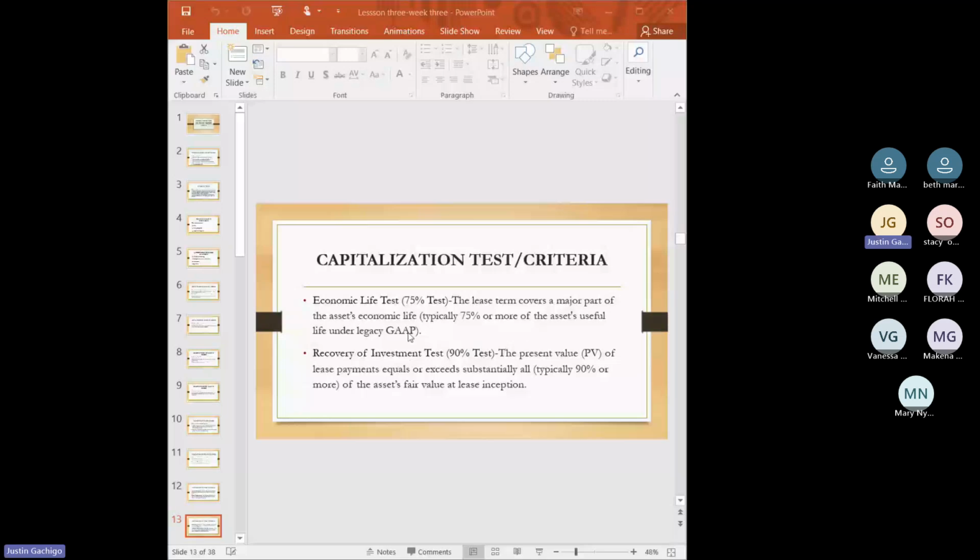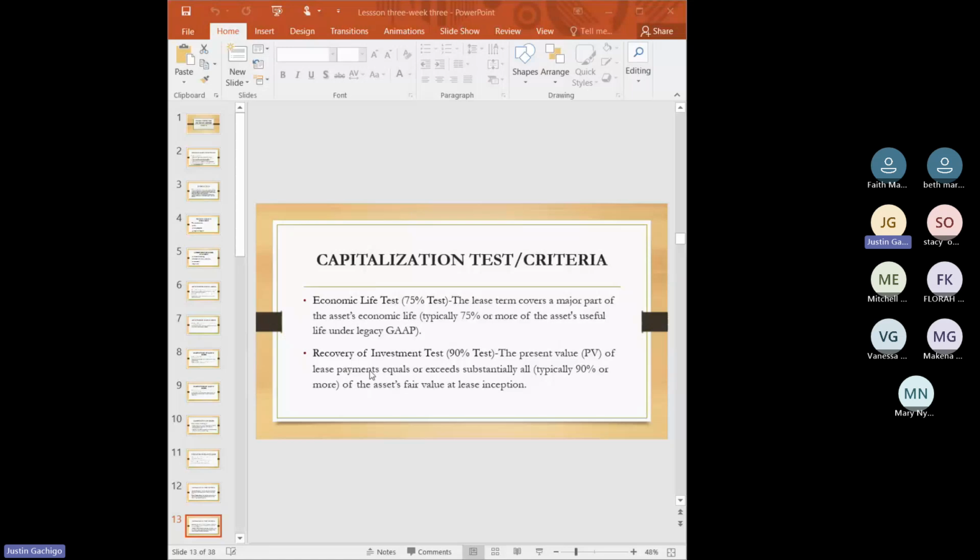So now this one is where, if the asset, for example, has a useful life of 10 years, then the lease is 8 years. You can see 8 years is 20% less than 100%. 5 years is 50%, then 8 years or 7.5, those are 25%. But 8 years is more than 75% of the asset's useful life.